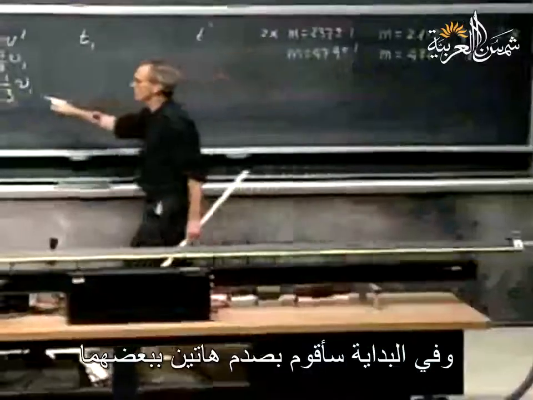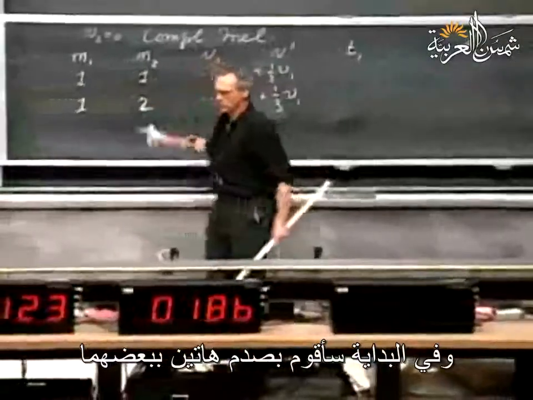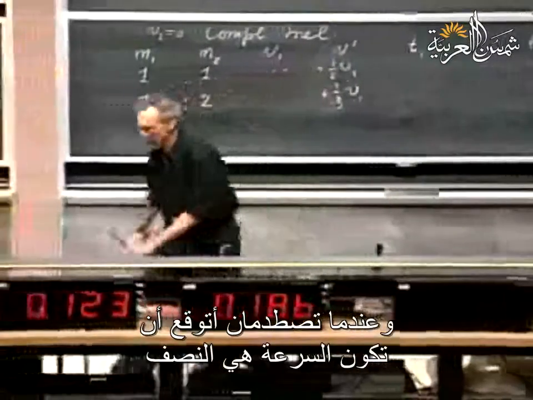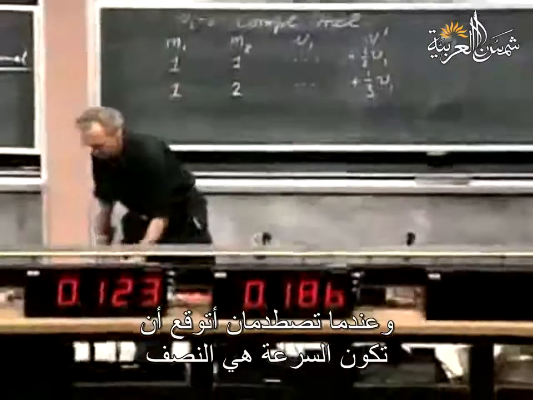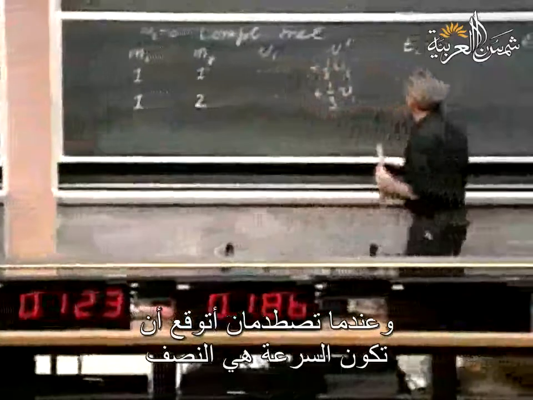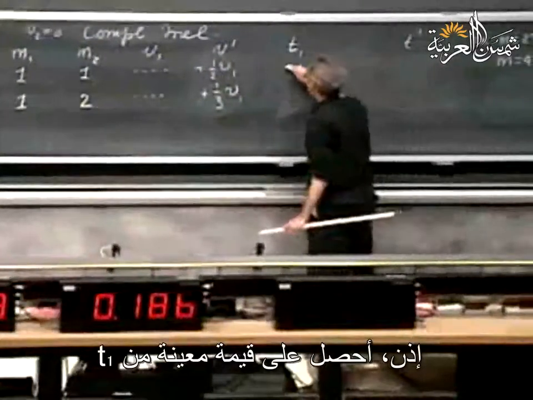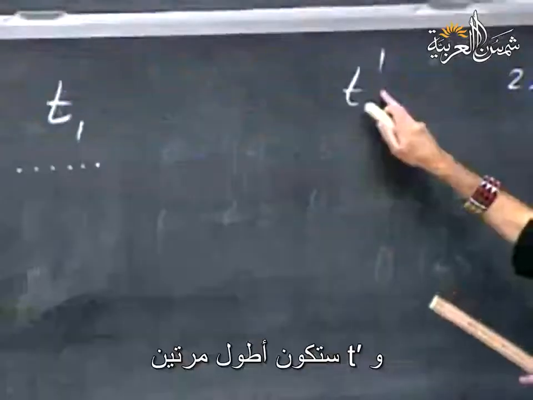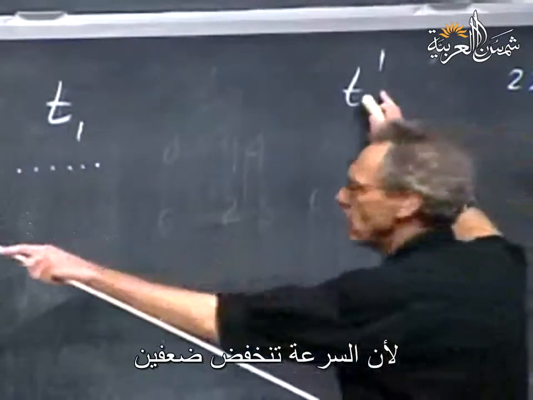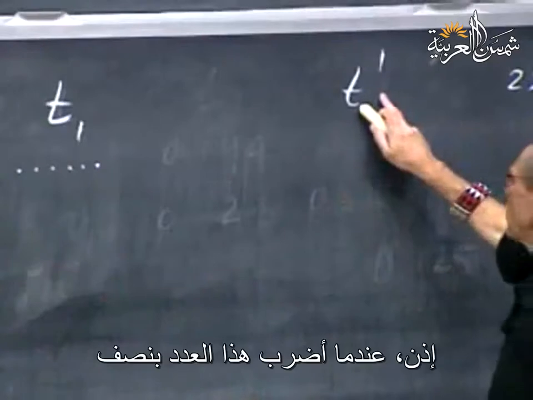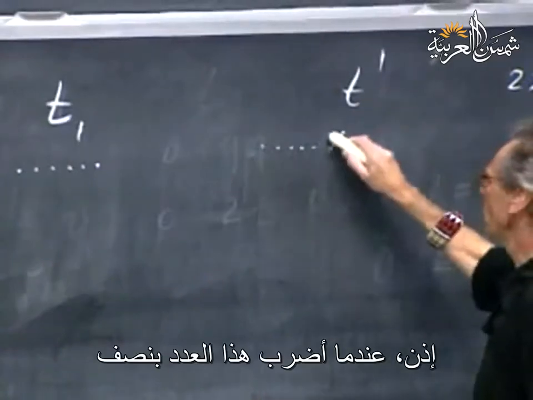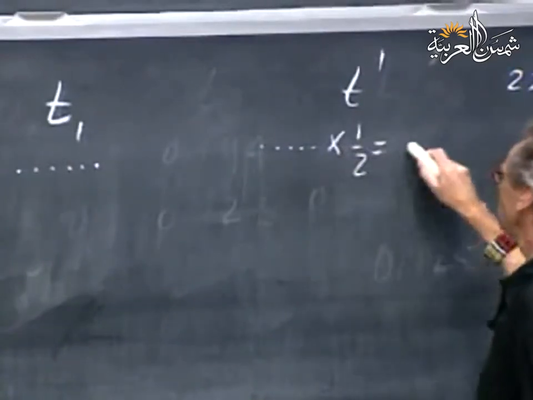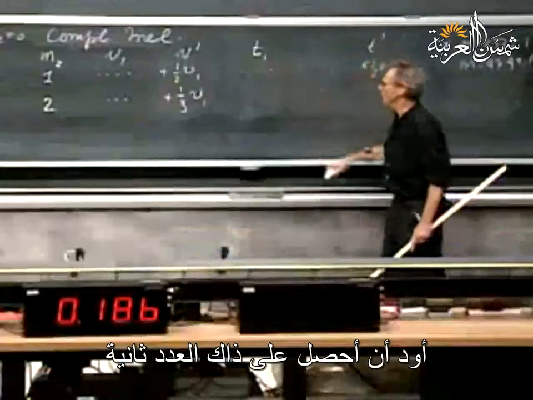And first I'm going to slam these 2 onto each other, and so when they collide, I expect the speed to be half, so I get a certain amount of T1. So T1, T prime will be twice as long because the speed goes down by a factor of 2. So when I multiply this number by 1/2, I would like to get that number back.